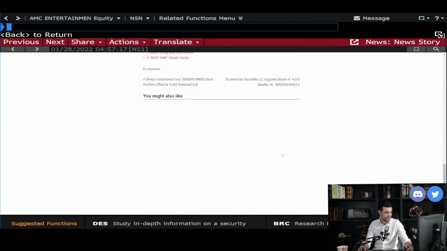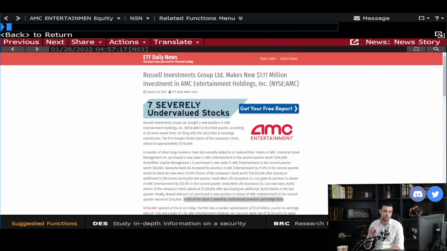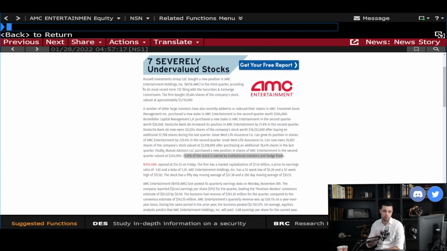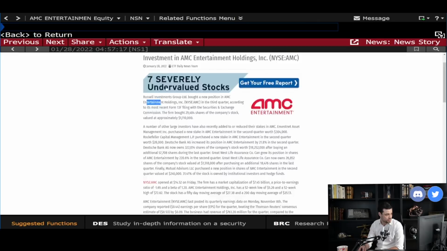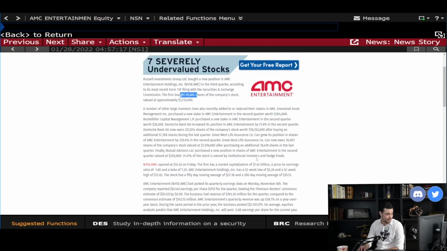I have an article here that is showing basically 7 severely undervalued stocks. This is an article showing that a lot of institutional clients were adding to AMC all the way up, probably around the 20-30 levels last year, and they keep adding to it. Russell Investment Group bought a new position in AMC. This was written on Jan 28th. Bought 30,000 shares, and so on.